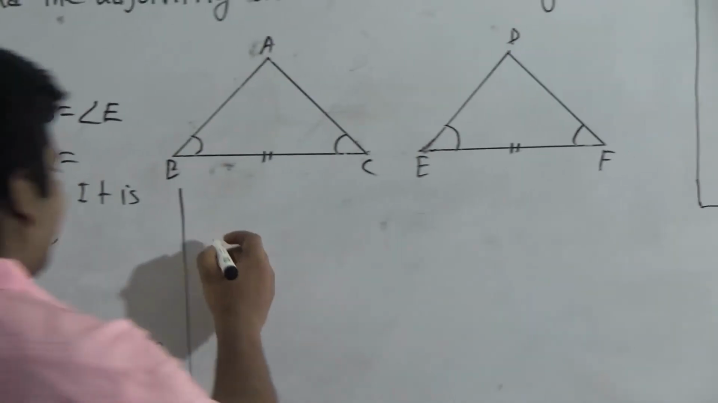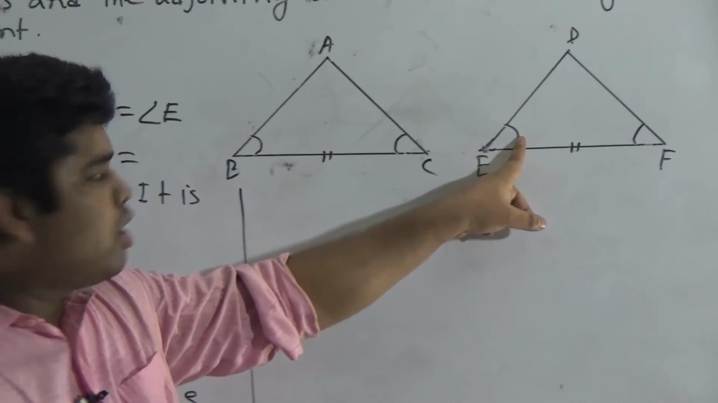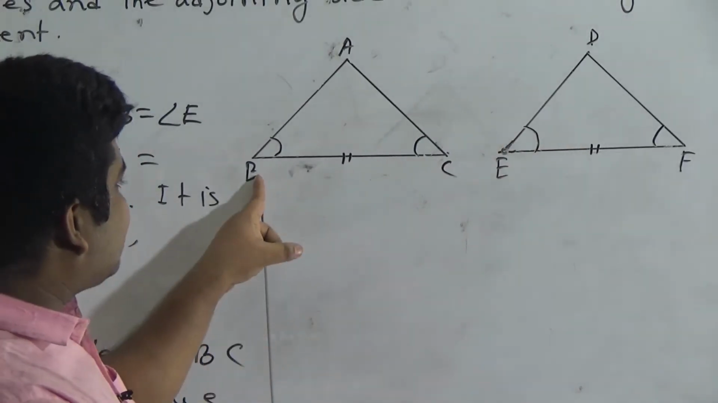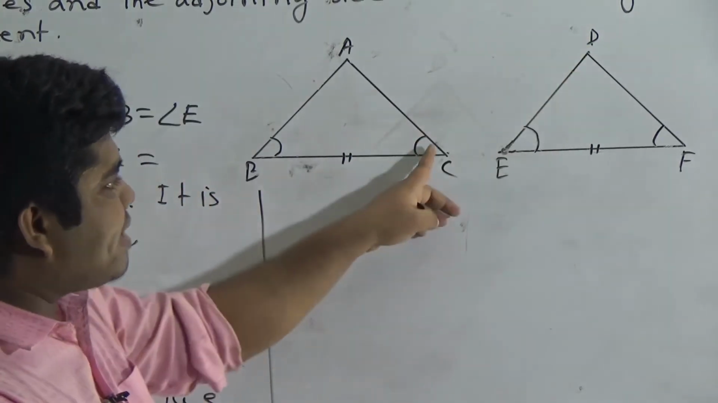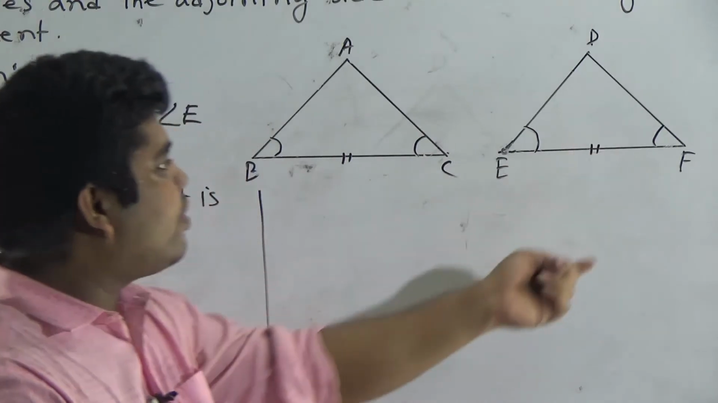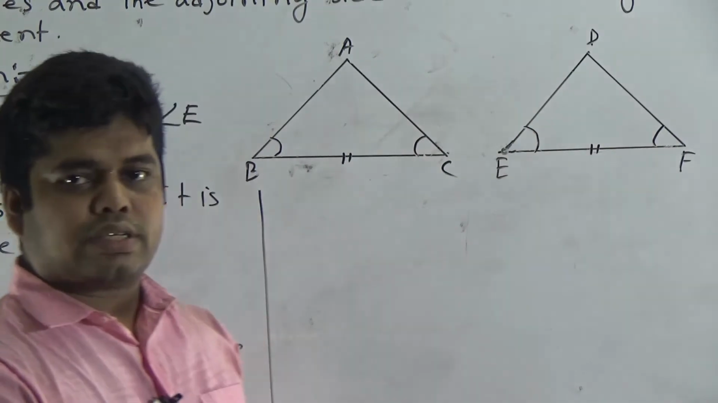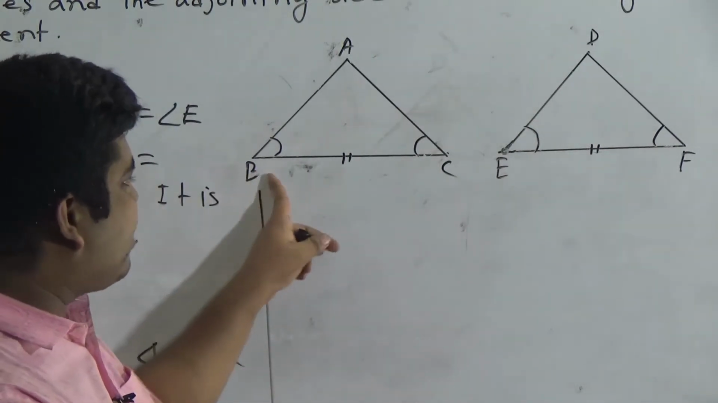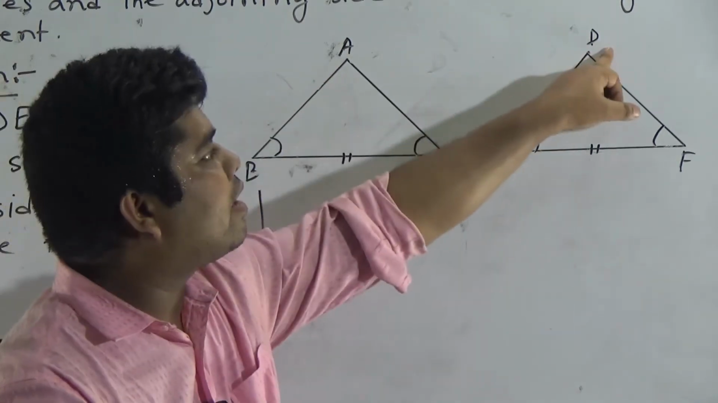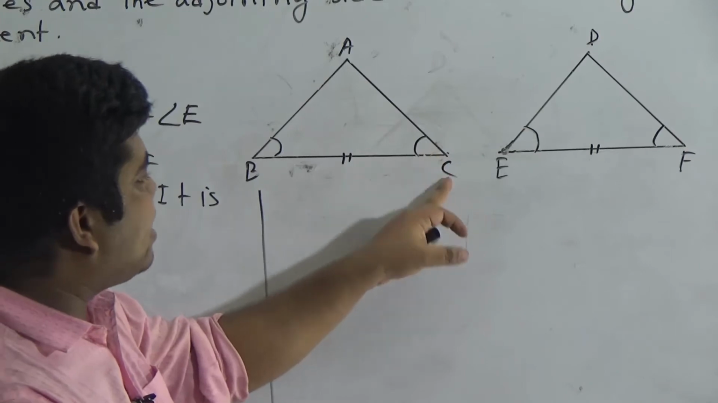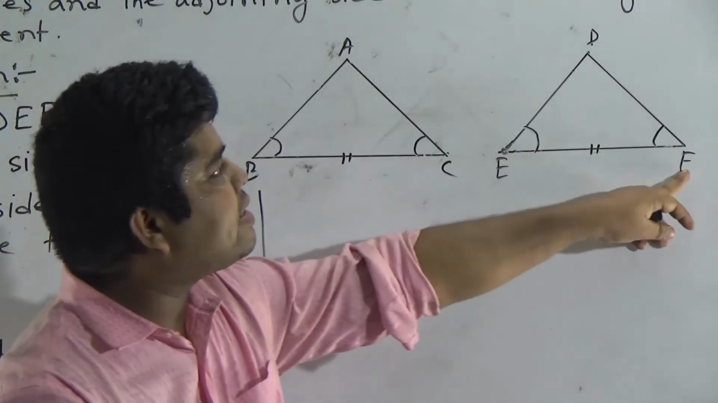Next, my dear students, as angle B equal to angle E, so we can say that the side BA falls along the side ED. Again, as angle C equal to angle F, so we can say the side CA falls along the side FD. I repeat, as angle B equal to angle E, so the side BA falls along the side ED. And again, as angle C equal to angle F, so the side CA falls along the side FD.